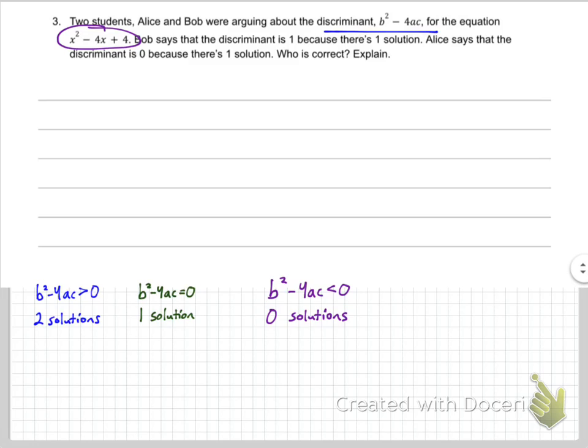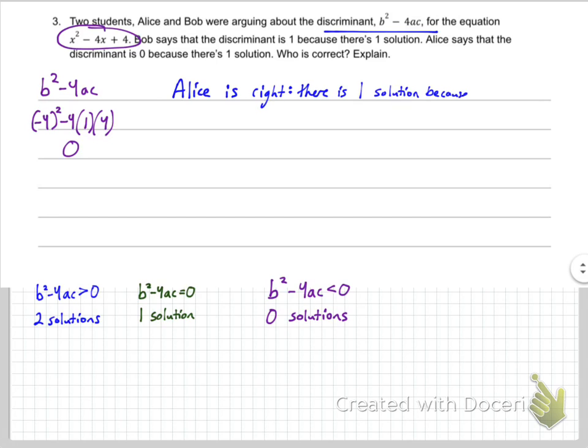So let's find the discriminant of our quadratic equation here. We get b squared minus 4ac. b is negative 4. That squared minus 4 times 1, which is a, times 4, which is c. That gives me 0 when I type it in the calculator. So it looks like Alice is correct because the discriminant is 0. You just have to remember, if the discriminant is 0, that doesn't mean there are no solutions. That means that there is one solution.